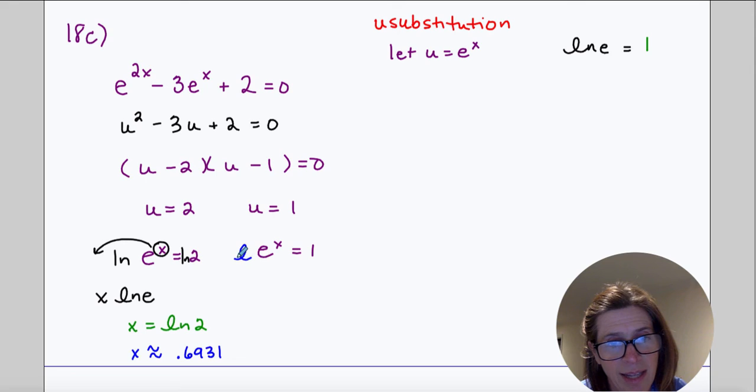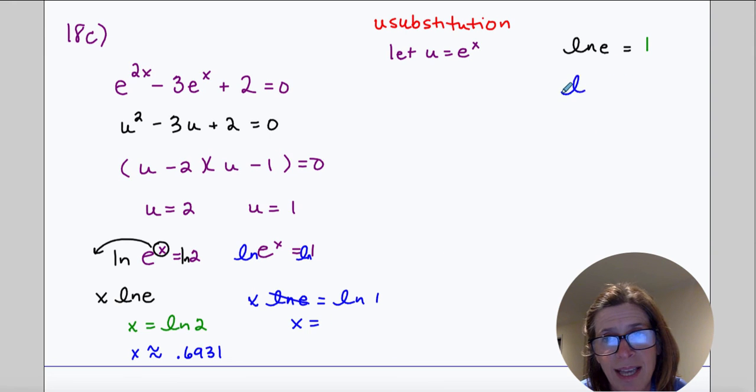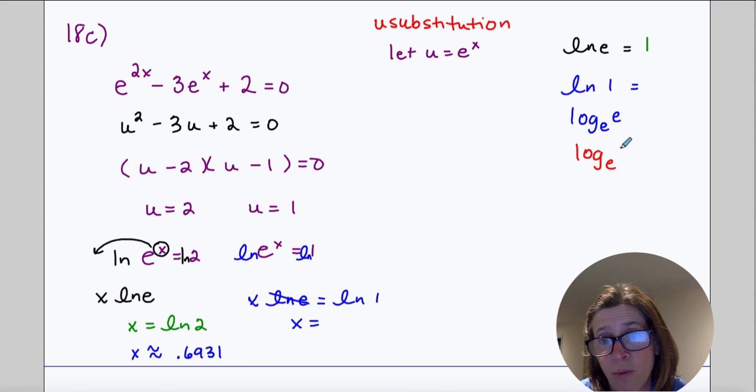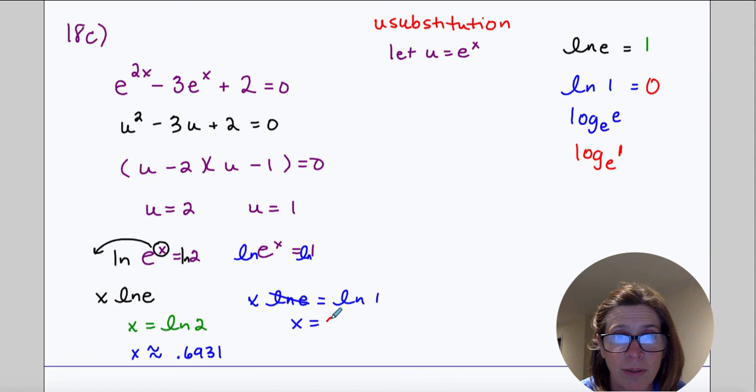So we take the natural log of both sides, and we get x ln e again equals ln 1. Well, ln e is 1, so we have x equals ln 1, which is the other one we need to talk about. So ln 1, remember, ln means log base e. We just don't write it like that. So if I say to you log base e of 1, this is saying e to what power gives you 1, so ln 1 will always be 0. So x equals 0.